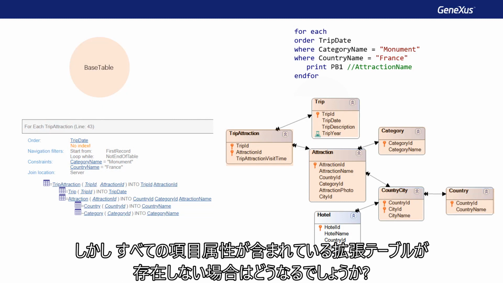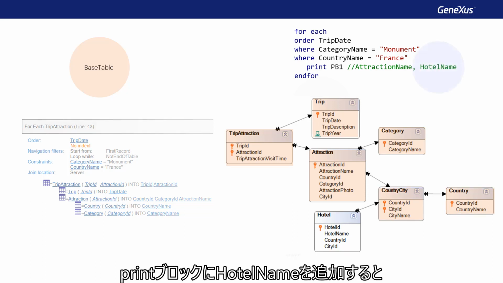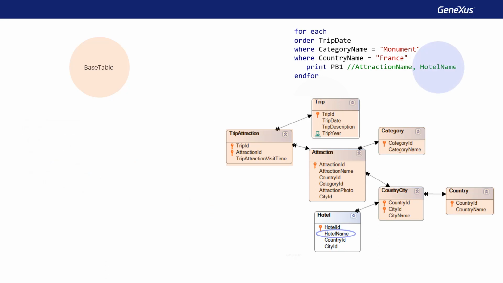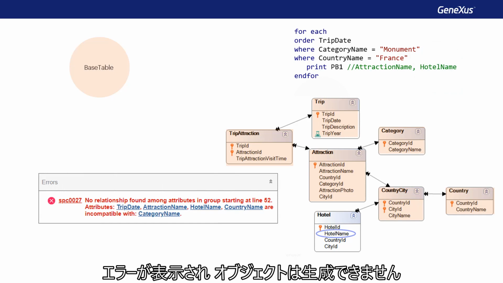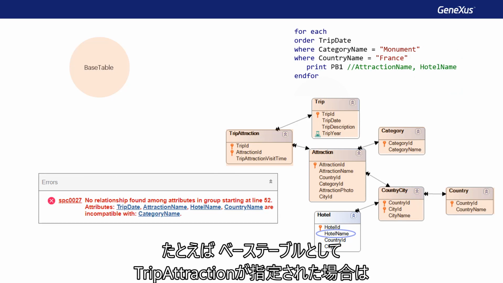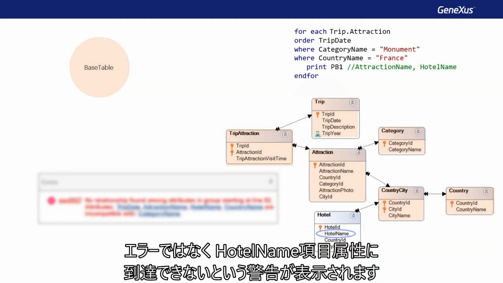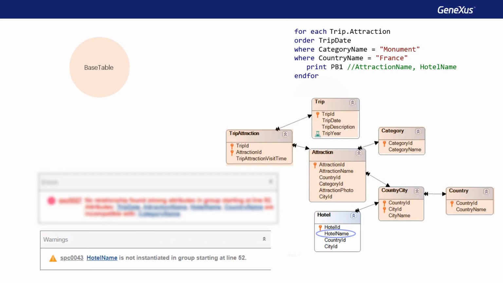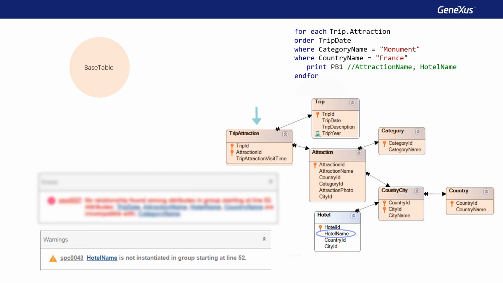But what happens if there's no extended table containing them all? For example, if you add hotel name in the print block, GeneXus will show an error and it will not be possible to generate the object. Note that if, for example, trip attraction had been specified as base table, then instead of an error, there will be a warning about the hotel name attribute being unreachable. But the base table will be perfectly determined by the base transaction.